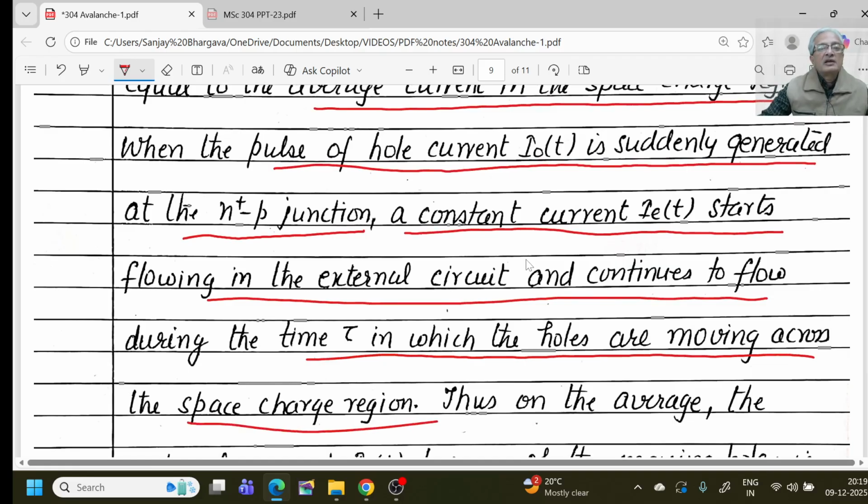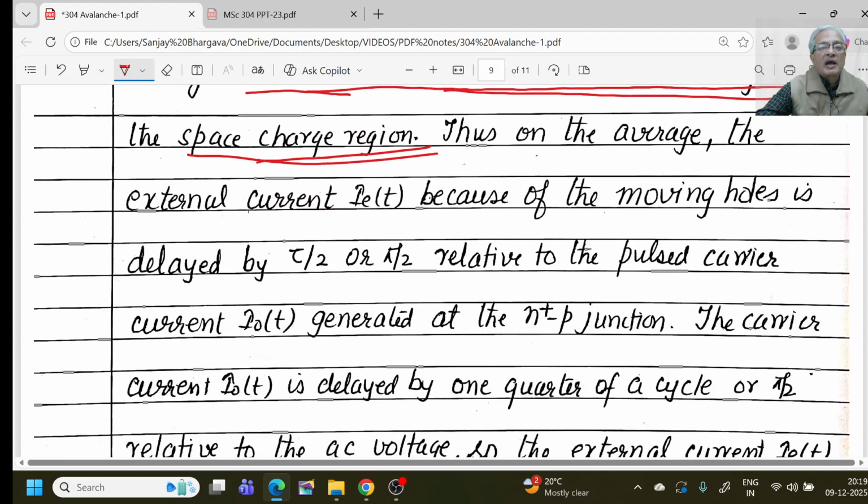So we are saying, when the pulse of the hole current I0t is suddenly generated at the N plus P junction, a constant current IET starts flowing in the external circuit. And until when will it flow? It continues to flow during the time tau in which the holes are moving across the space charge region. When the holes travel in the space charge region, this current also gets established.